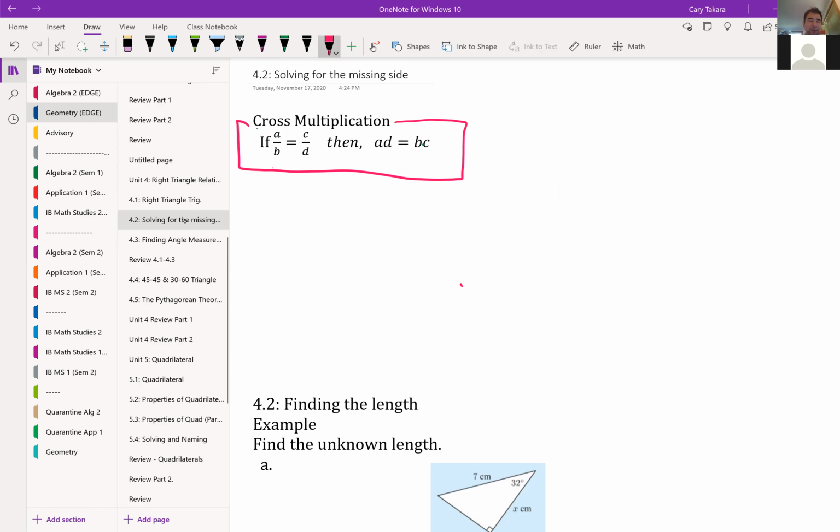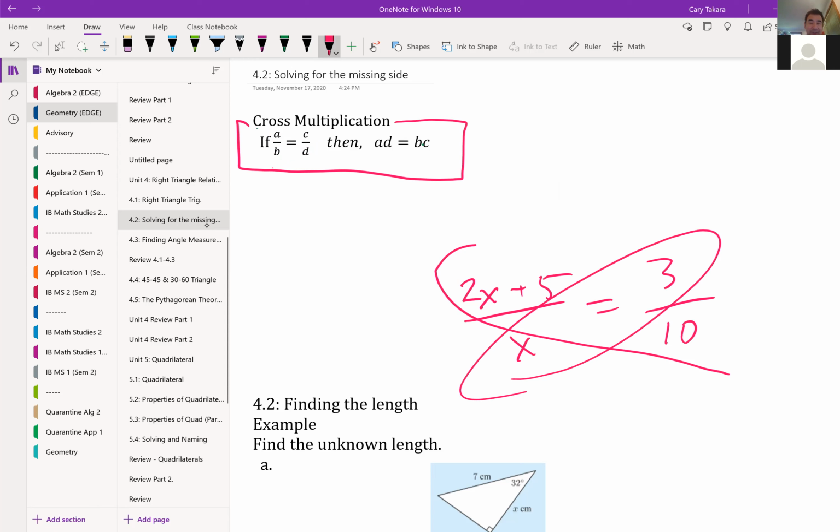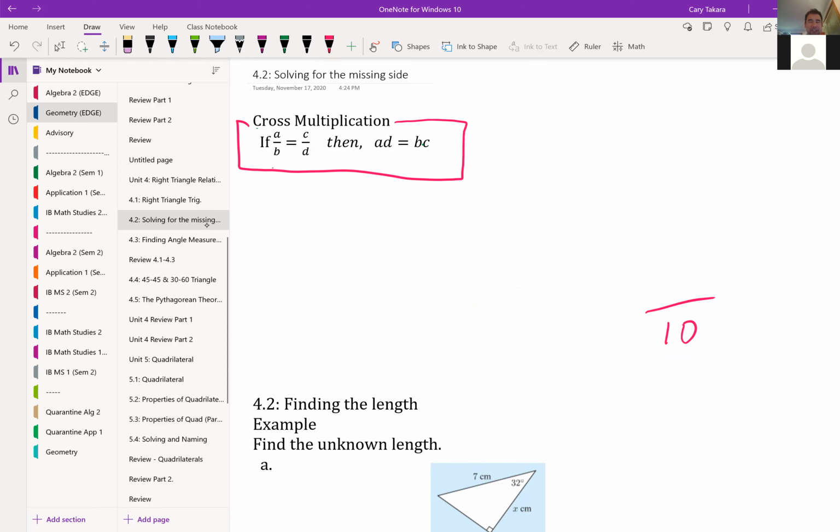It's very useful if you have a fraction equals a fraction. For example, if you have (2x plus 5) over x equals 3 over, I don't know, 10 or something like that, and you have to solve for x. Now, it looks very complicated, right? But you could actually use cross multiplication to solve it. We don't need to do this one right now, but that's what cross multiplication is.